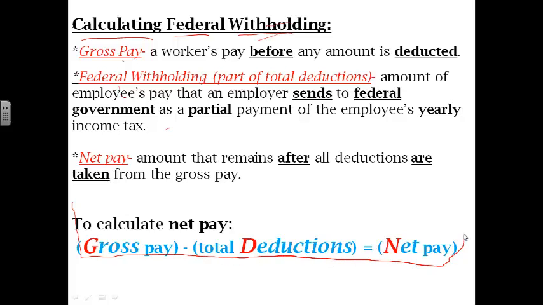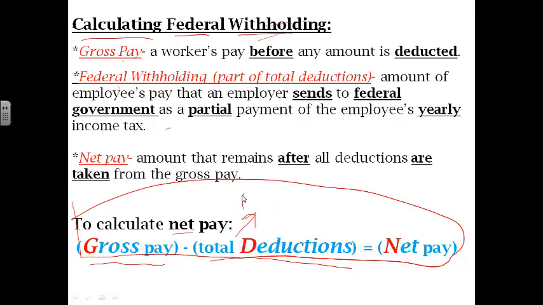So copy this down in your formula. Here's my formula. To calculate net pay, I get my gross pay minus total deductions is going to be equal to my net pay. Okay, so where does federal withholding come into it? Total deductions include federal withholding, and they can include your mortgage on your house, or Medicare, some type of insurance. So total deductions are a lot of things. They could be different things, and the problem will tell you when it includes these additional things. But I just want you to know that federal withholding is a part of your deductions, and we'll figure that out in the next problem.